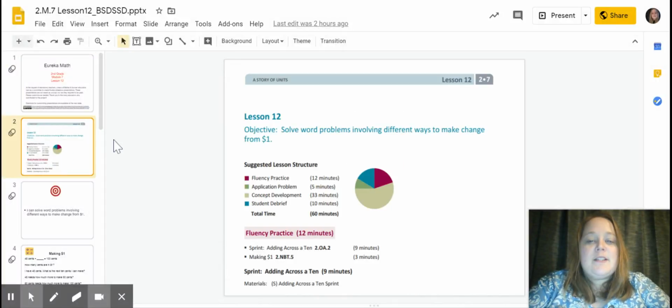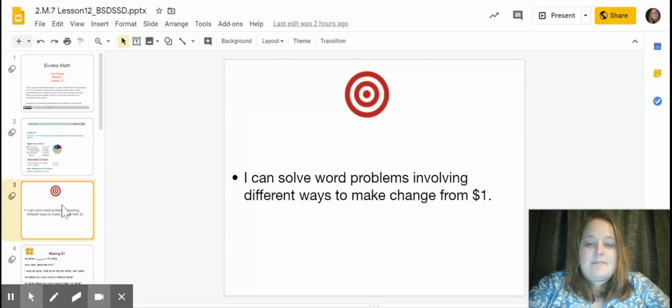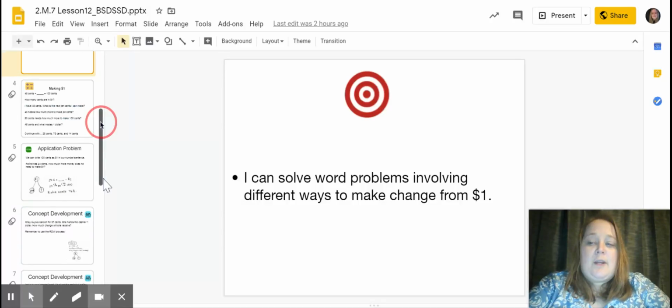All right, the goal of this lesson is to solve word problems involving different ways to make change from $1. Today's target is that at the end of this lesson, you should be able to say, I can solve word problems involving different ways to make change from $1.